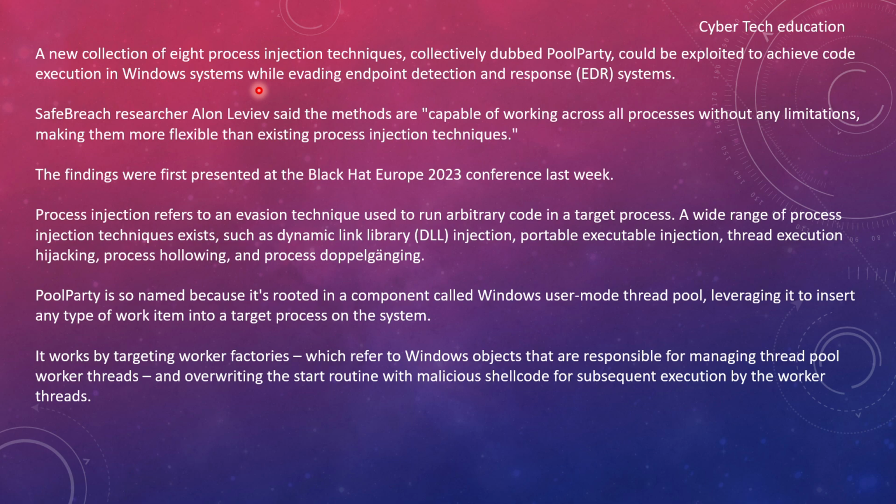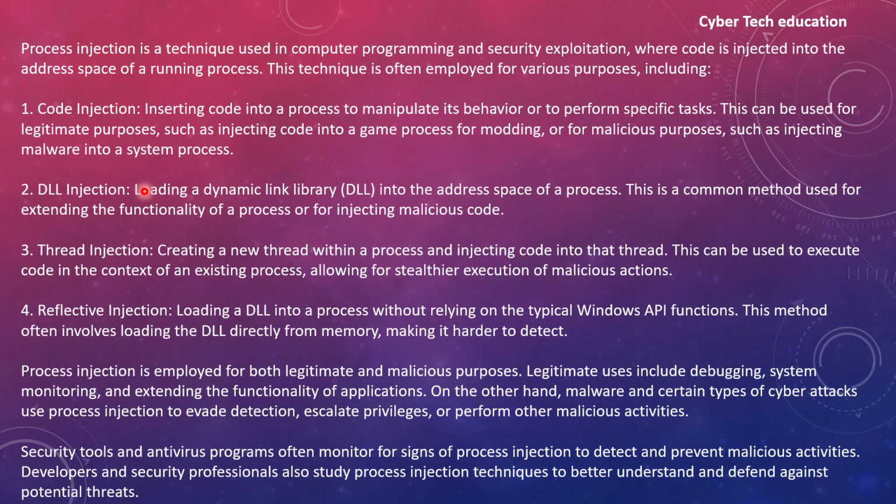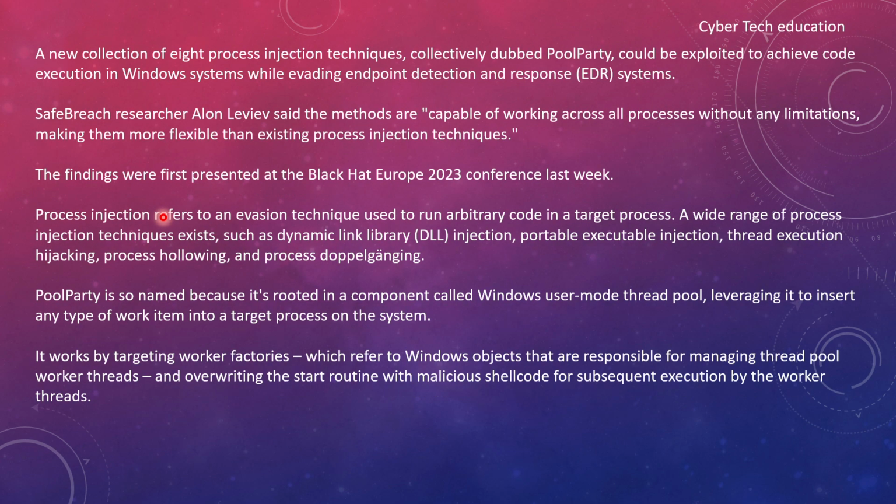The findings were first presented at the Black Hat Europe 2023 conference last week. Process injection refers to a technique used to run arbitrary code in a targeted process. A wide range of process injection techniques exist, such as DLL injection, portable executable injection, thread execution hijacking, then process hollowing and process doppelgänging.